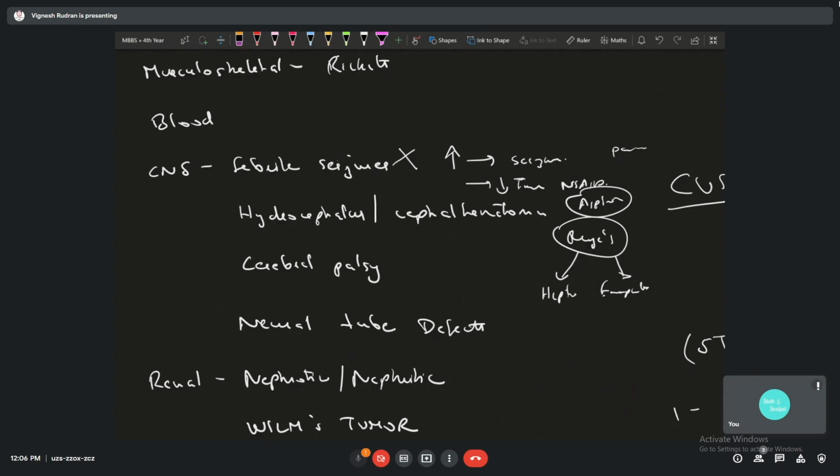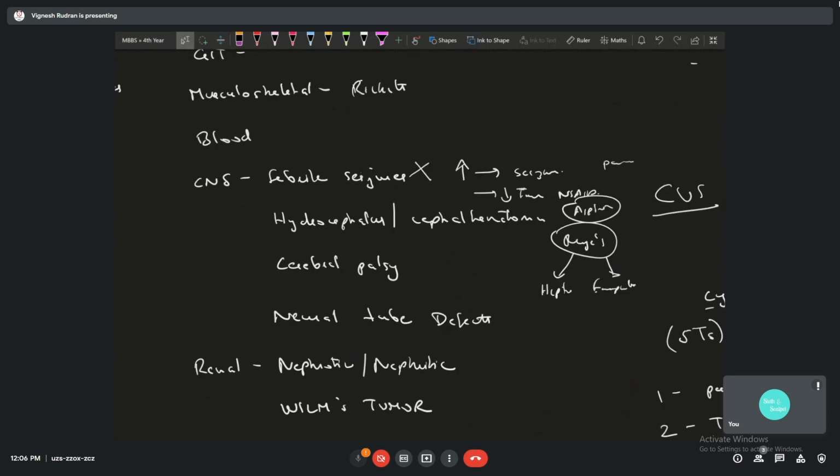You give paracetamol like that to treat it, and then you educate the patient's parents saying that this is not recurrent and it's not a big problem and you don't have to worry about it. All of those things are your febrile seizures.